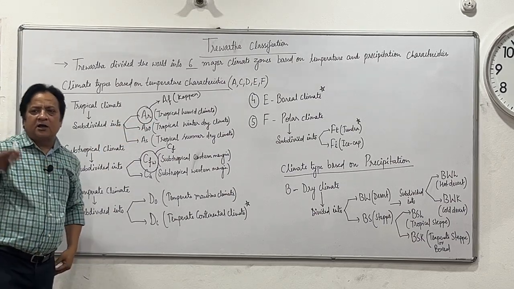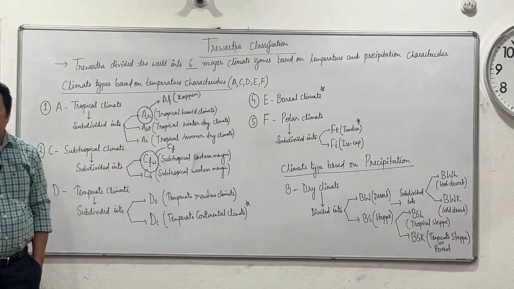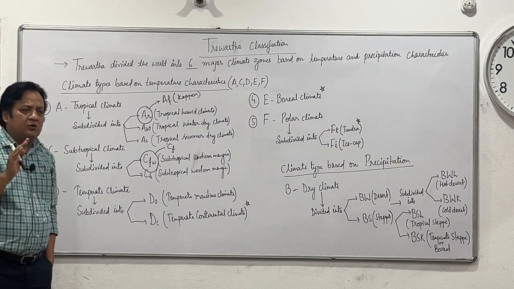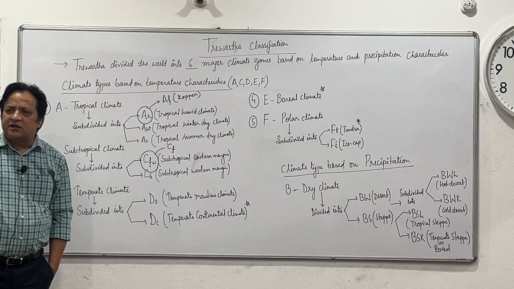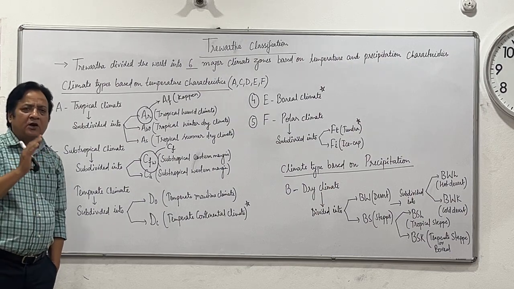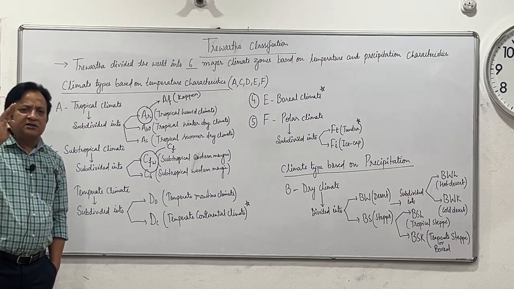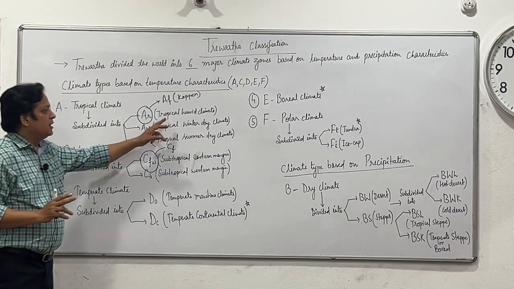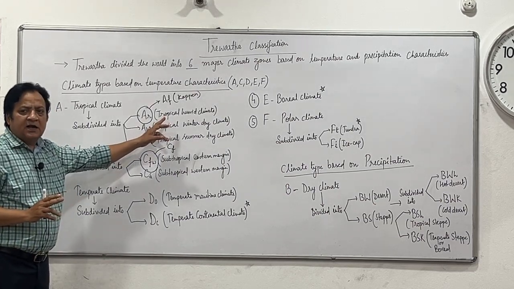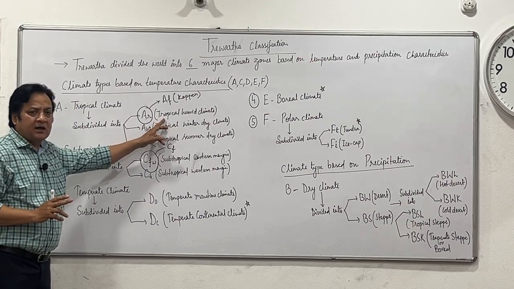That means we have rainfall throughout the year. There is no distinct dry season here. There is no distinct winter here. You have high uniformity of temperature and high uniformity of rainfall. Because of this, what happens? The annual as well as the diurnal range of temperature remains very low under this climatic type.